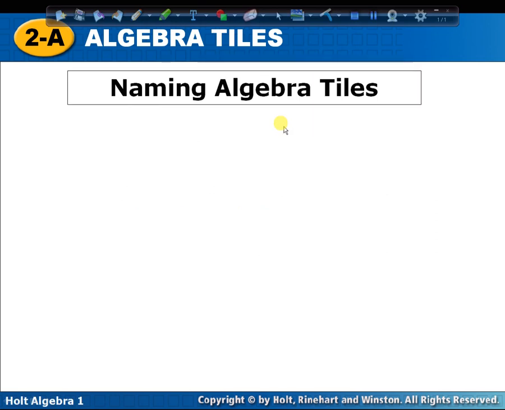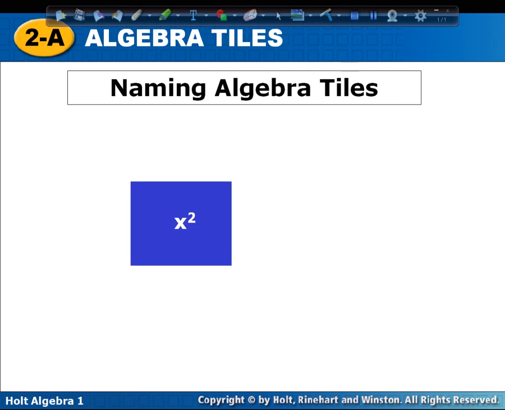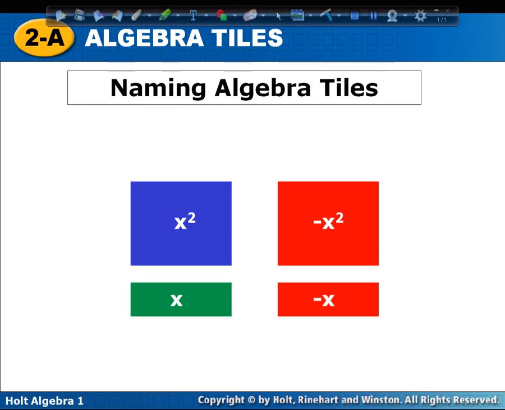First of all, we're going to go back and review naming algebra tiles and the different pieces. The first one is the x squared piece, that's the big square piece. We also have the negative x squared piece, shown in red, or in your notes shown by being shaded. We have the green x piece, which is a rectangular piece, and the negative x piece, which is also rectangular but red to show that it is negative, or shaded in your notes. We have the positive unit piece, which is yellow, and the negative unit piece, which is red, or shaded in your notes.